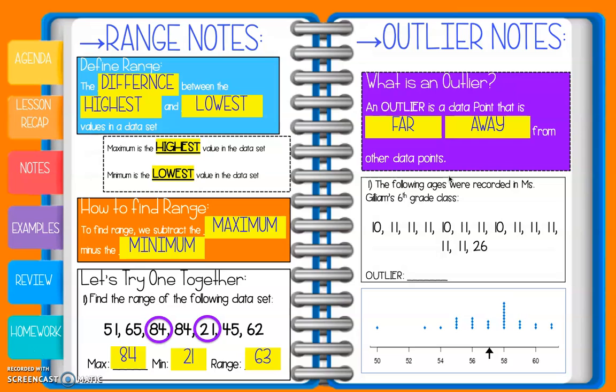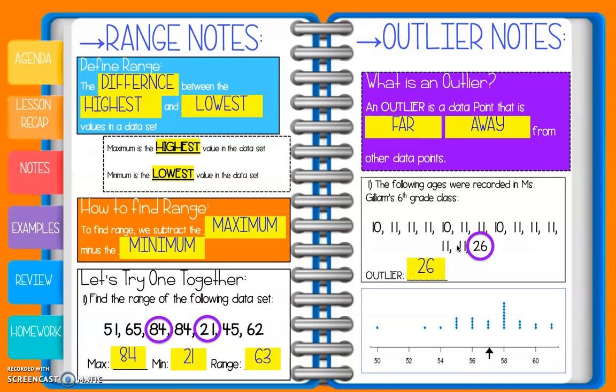If we take a look at this example here, it says the following ages were recorded in Miss Gillum's class: 10, 11, 11, 11, 10, 11, 11, 10, 11, 11, 11, 11, 11, and 26. If we look at the data, there is one value that lies outside the data set. It's way far away from the rest of the data points, and that would be 26. So 26 would be an outlier in this data set.